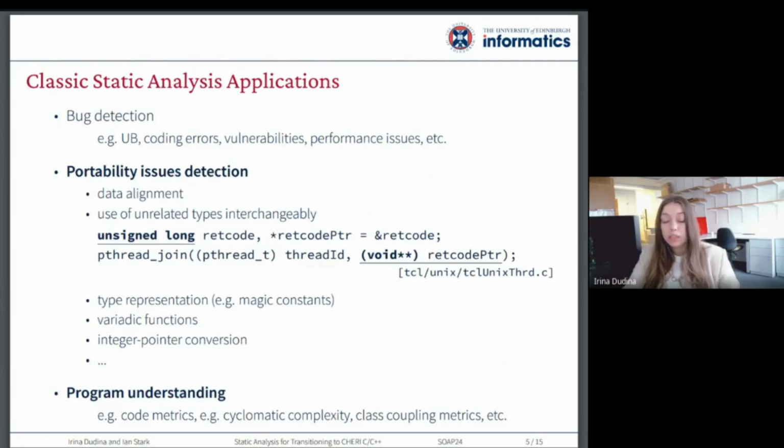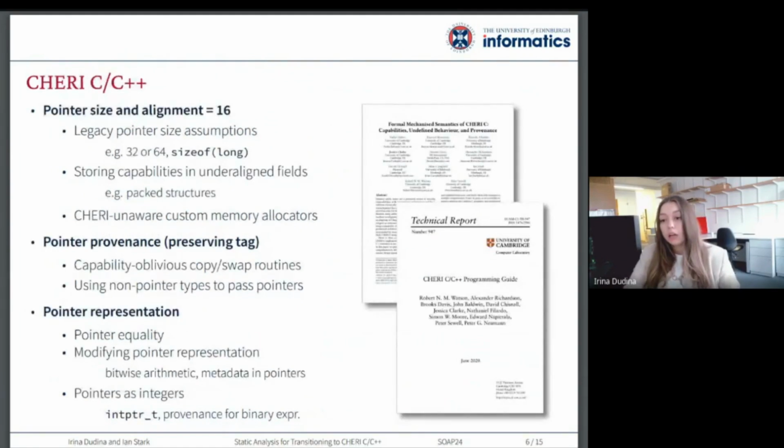One landmark example of such transition from one architecture to another would be a transition from 32-bit architectures to 64 bits. So we more or less know what kind of problems arise during that kind of transition. And impact of CHERI on C++ programming model is well studied and discussed in these papers. So main things are increased pointer size and alignment, which often breaks legacy code assumptions.